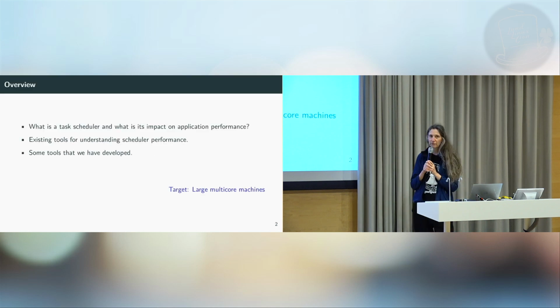Okay, so basically the overview of this talk, first I'm going to talk kind of at a high level about what a scheduler is and what its impact is on application performance. Then I'll talk briefly about some existing tools for understanding the performance, and then I will talk about the tools that we're proposing. And basically my interest in this talk is large multi-core machines. All the examples will be on a 4-socket Intel server with 128 hardware threads, which for simplicity, I'll just say 128 cores.